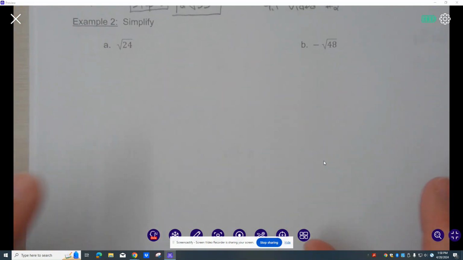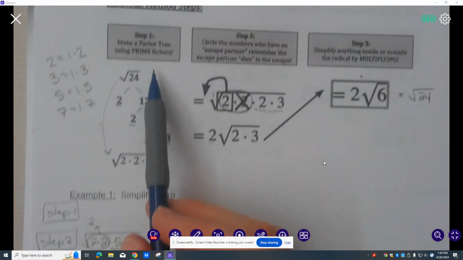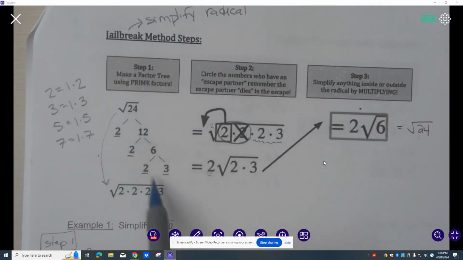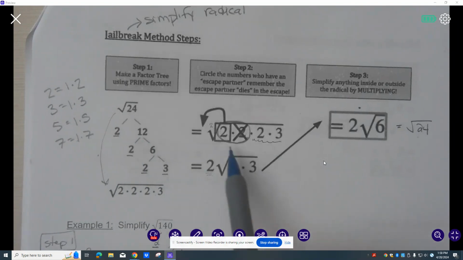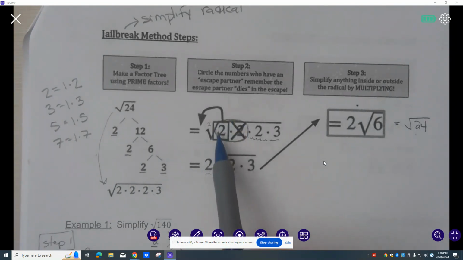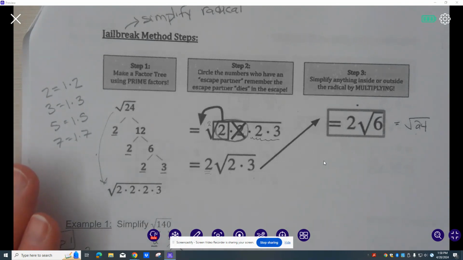So let's remember your steps is to do your factor tree until you have all prime numbers. And then jailbreak out, circle our doubles. 1 makes it out alive. Anything outside the jail gets multiplied, and anything inside the jail gets multiplied.